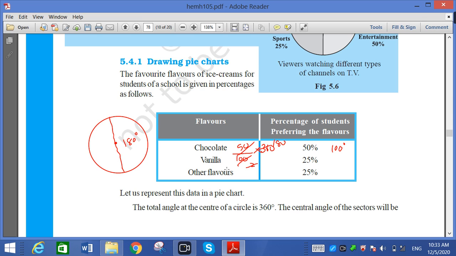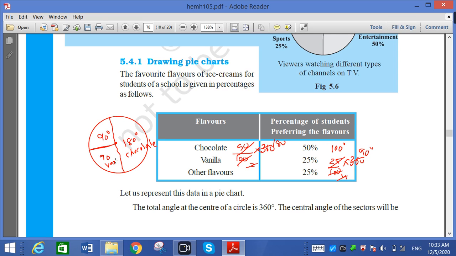Now one 25. So we have to make a line like that. Here it is 25, again 25 upon 100 into 360. 25 4s are 100, so 90 degrees. Again here 90 degrees. So 180 degrees, that is chocolates.